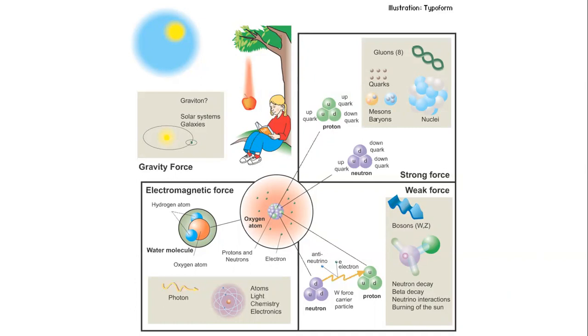Electromagnetic force. As mentioned earlier, objects that have the same charge repel each other, while objects with opposite charge attract each other. This is due to electromagnetic force. Protons and electrons are attracted to each other because they have opposite charges. The electromagnetic force holds the electrons around the nucleus.